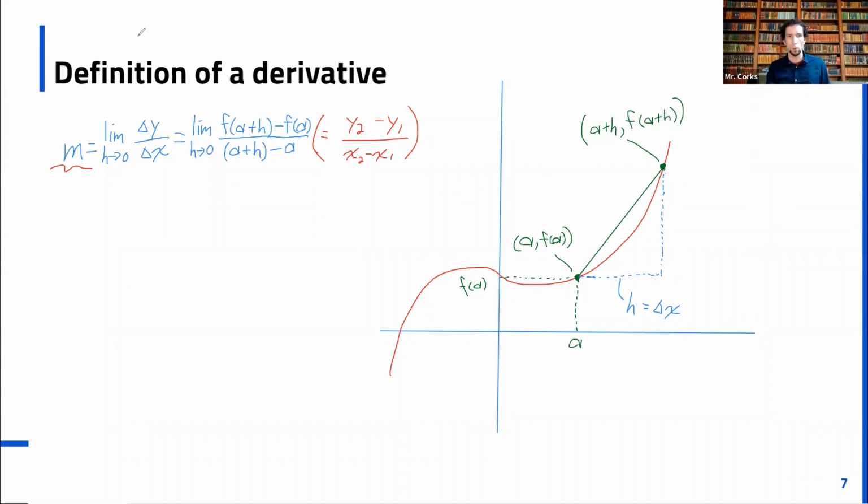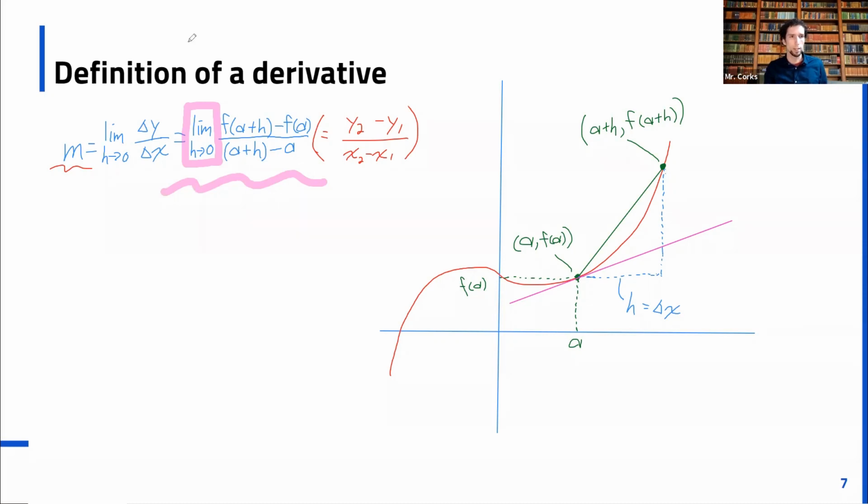So that is where our whole idea of a derivative is coming from. We take our slope formula, y2 minus y1 over x2 minus x1. And then we say, let's take the difference between those two points, the delta x, and let's just make it really, really small. That's the limit as h approaches zero part. And then eventually, once it is incredibly small, the green line will turn into the pink line, and we will know the exact slope of the tangent at that point. So this is the definition of a derivative here for a particular point A.